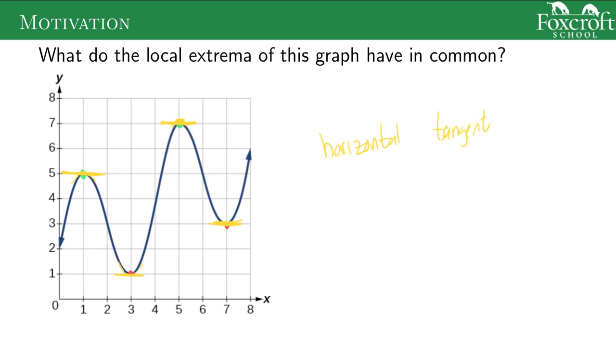And what do we mean about horizontal lines? Their slope is 0. So our derivative, which is the slope of the tangent line, has to be 0. So at every single one of these local extrema, the derivative is equal to 0. So that's one thing that they might have in common.